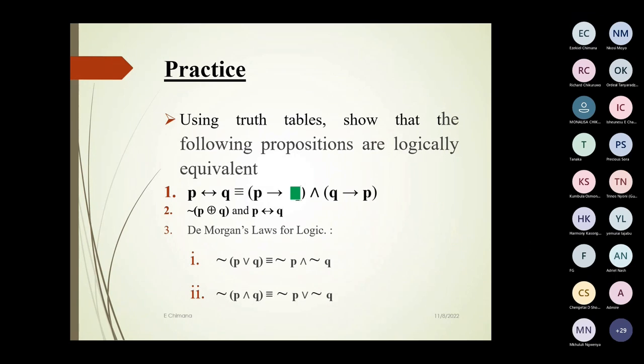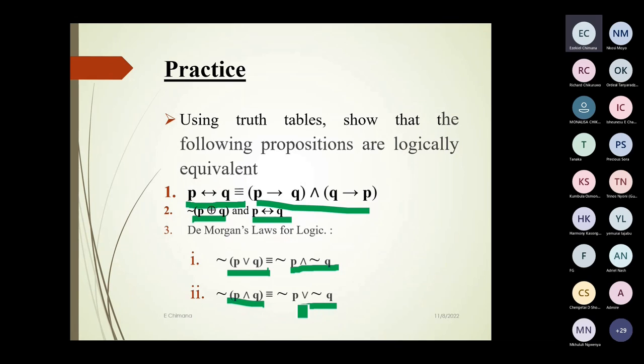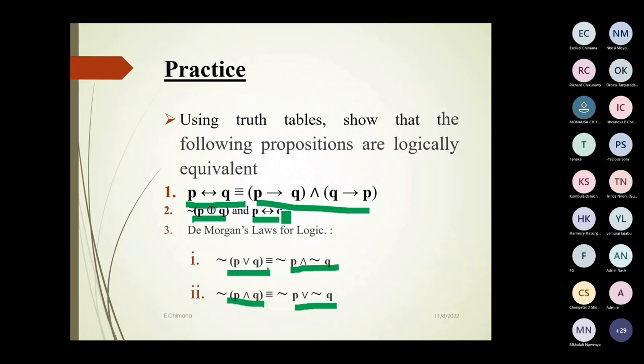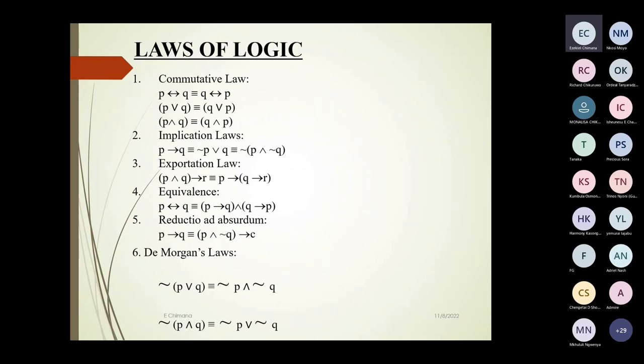So here we can do a truth table with this and these two columns, and then you check if they are equivalent. You can also do another truth table with this and this, and another truth table to prove the De Morgan's laws with these two columns, and then you check if they are equivalent. You can do the same with these ones. But I do not have the truth tables for that, so you need to do those.